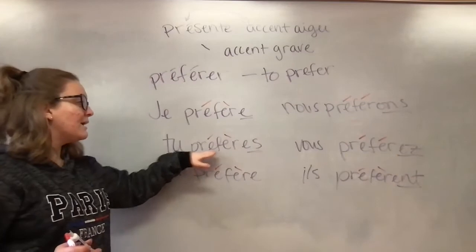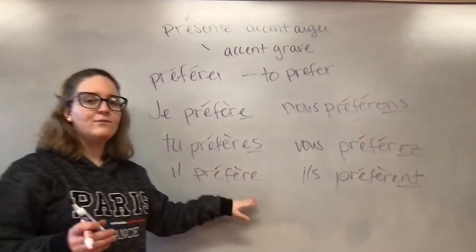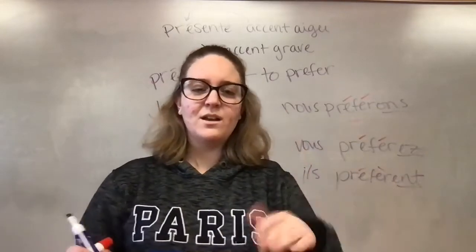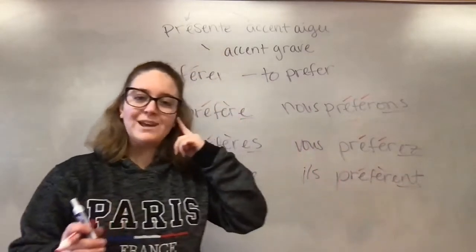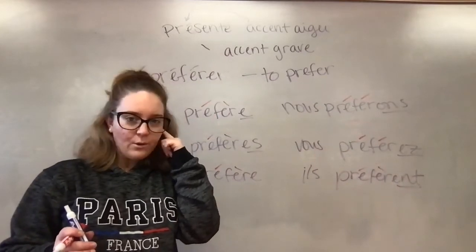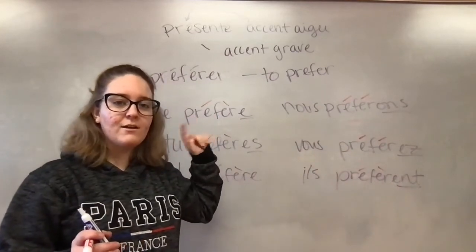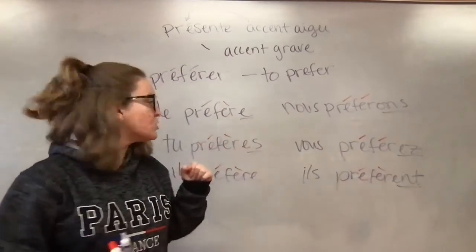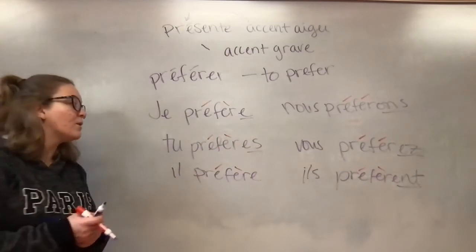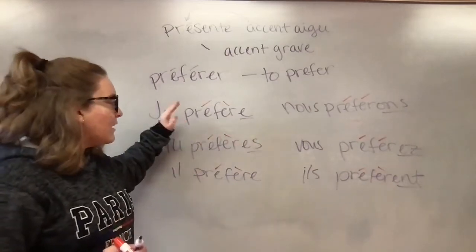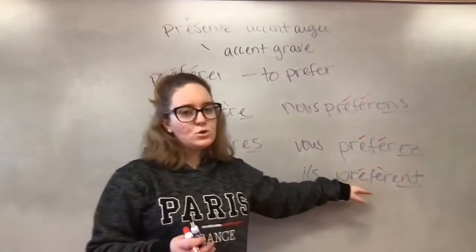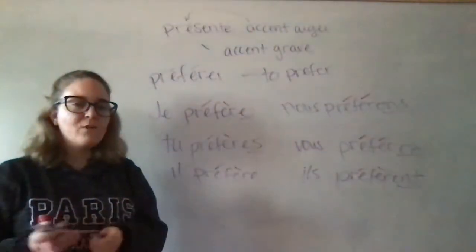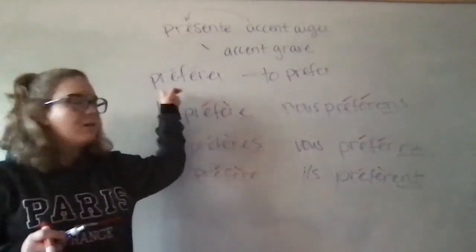Préfère, préfère, préfère, préfère. Again, I'm exaggerating the pronunciation so you can hear exactly where those accent marks go. Of course, this is préfère, but I'm just exaggerating so you can hear where the accent marks go. But again, we have our spell change just in the je, tu, il, and ils forms. In the nous and the vous, we have the same accent marks just like the infinitive.